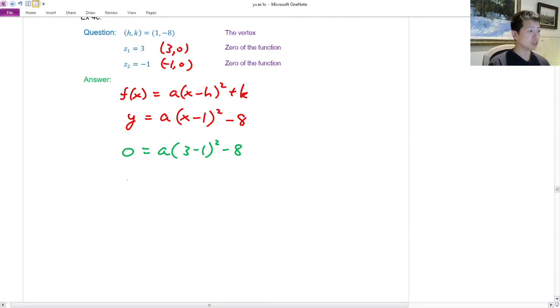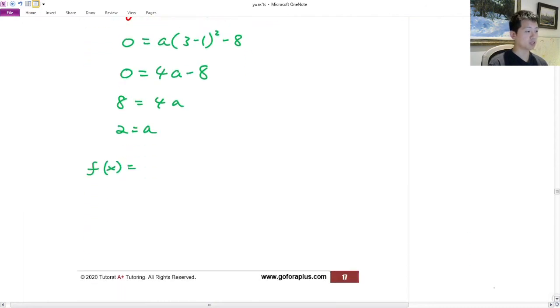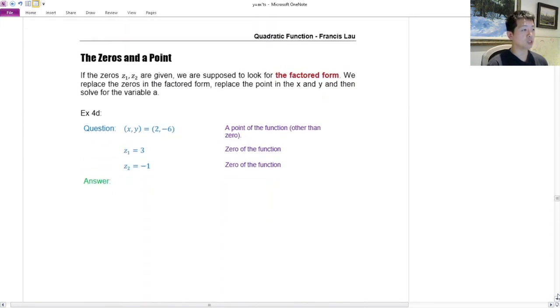Now, 0 equals, 3 minus 1 is 2. 2 squared is going to be 4. So I have 4a minus 8. And then I'll move the minus 8 to the other side, so 8 equals 4a, divided by 4 on both sides, which is 2 equals a. Now my final equation for the standard form is going to be f of x equals 2 times (x minus 1) squared minus 8. And this is my answer. So again, in this case, we can actually use either one of the equations.